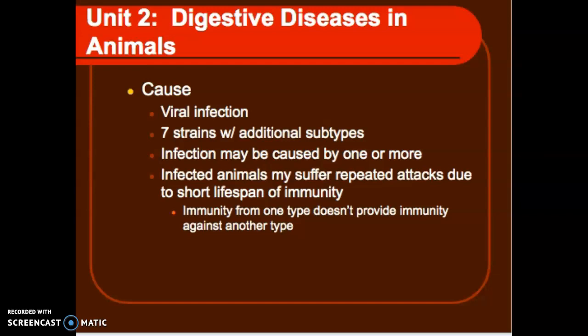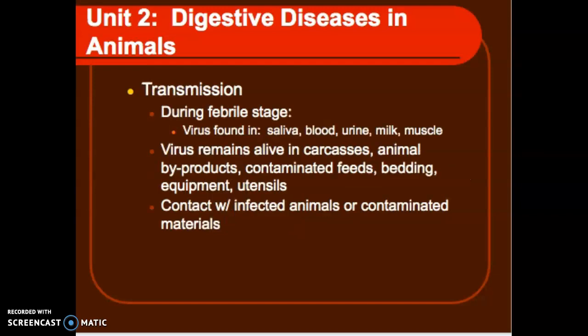If we look at the cause, it is a viral infection, and we have identified 7 strains, with additional subtypes that can cause it, and it could be caused by any combination of those. If an animal happened to be carrying this particular problem, it would suffer repeated outbreaks if it didn't just die from it. If they establish immunity to one of the 7 strains, they don't establish any cross immunity to the others. That's part of what makes it quite problematic.